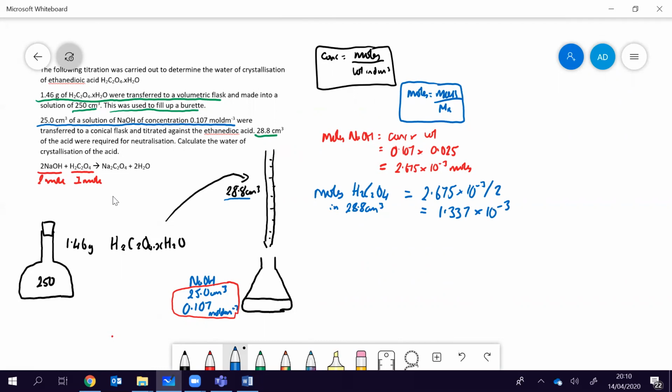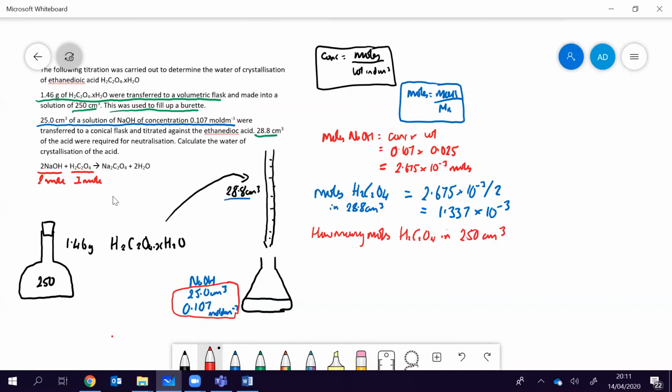Okay, so we have a bit of a problem there, because normally, do you remember what we do here is we know that's in 25, don't we? Yeah, that's in 25, and then we want to find out how much in 250. So all we've got to do is multiply it by 10. We can't do that here. It's a bit trickier, okay? So we want to find out how many moles of the H2C2O4 in 250.